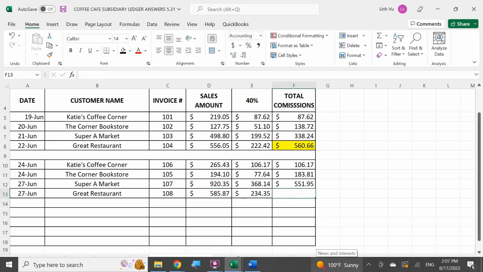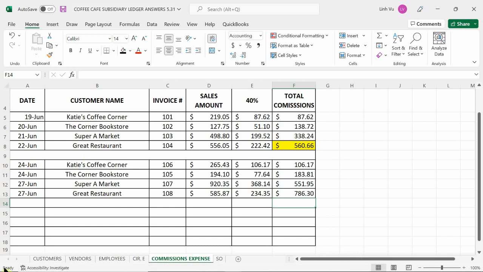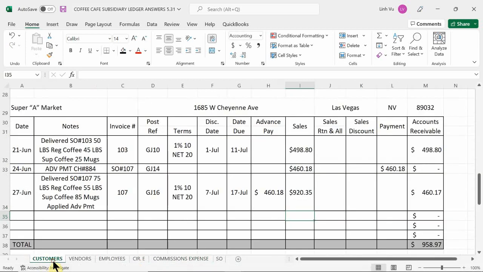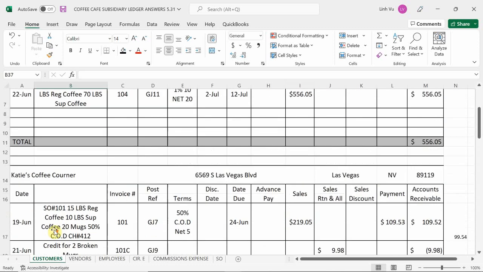So his commission is $234.35. So we owe him $786.30. And then we go to the customer tabs. And then update the Great Restaurant account.